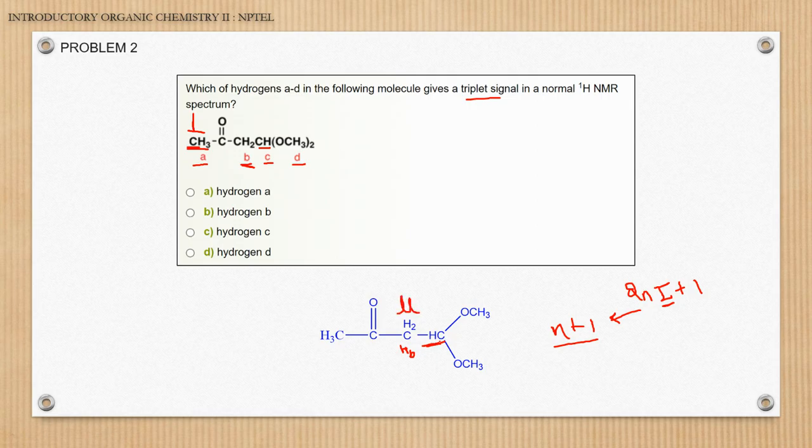Now coming to the Hc proton. The Hc proton will also show a splitting because of the Hb proton that is present here. They will also show a splitting pattern if there is a proton present on the other side. But as you can see here, there is an oxygen attached to the CH, due to which it will not split this particular CH. So the splitting is because of the Hb only.